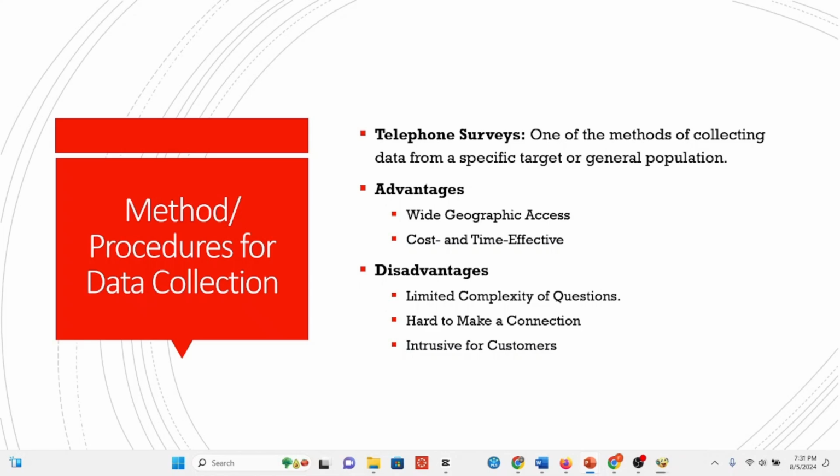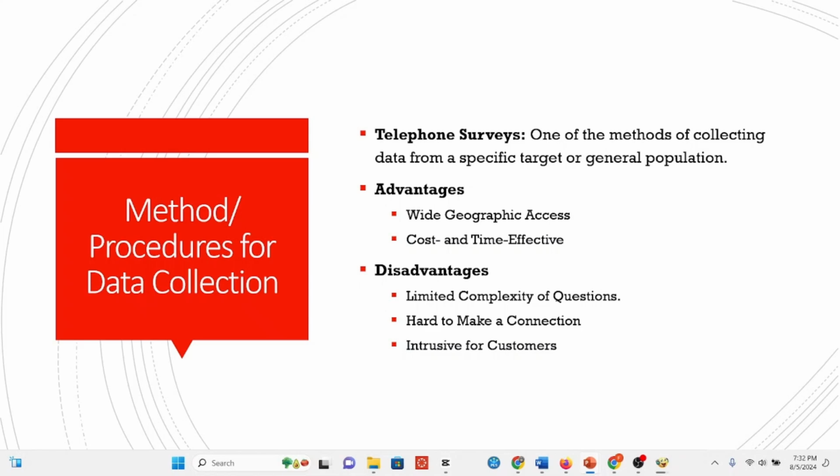Telephone surveys offer a practical and efficient way to collect data from a large number of respondents across different geographic regions. Some of the advantages of telephone surveys are as follows. 1. Wide geographic access. Telephone surveys enable researchers to reach respondents across diverse locations without the need for physical travel.